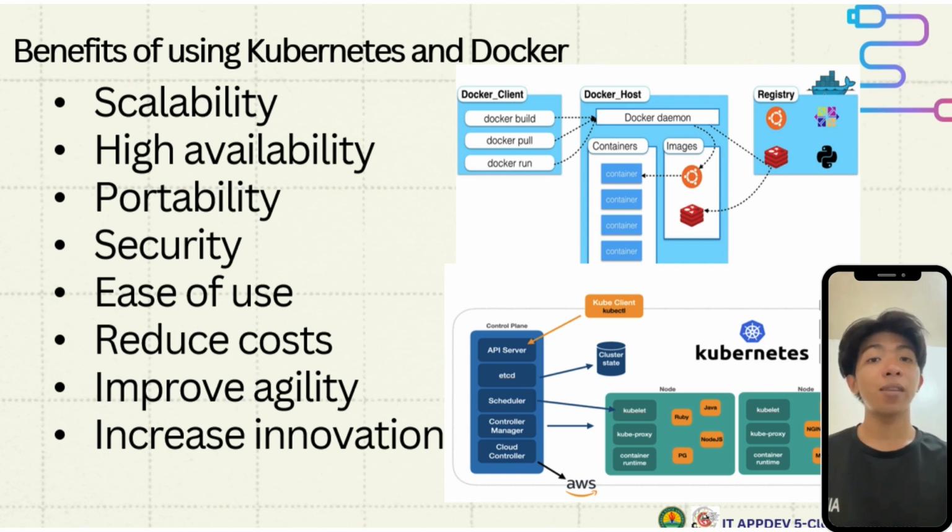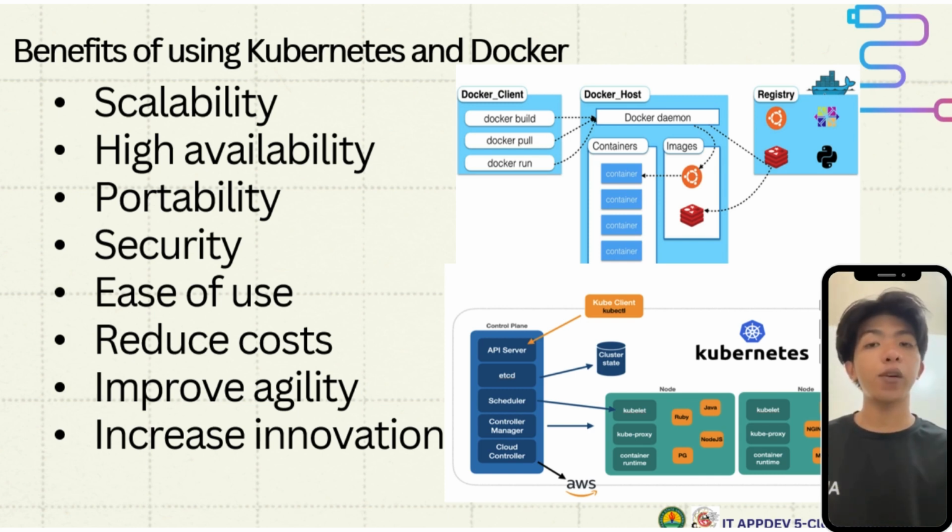So Docker enables easy packaging and deployment of applications into lightweight containers, while Kubernetes automates the management and scaling of containers, facilitating seamless scalability across clusters of machines. Second, it is highly available. Docker ensures application consistency and portability across environments, while Kubernetes automates the deployment and management of containerized applications, ensuring high availability by distributing the workload across multiple nodes and automatically recovering from failures.